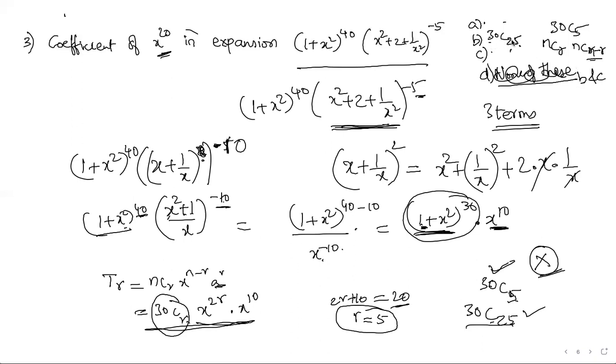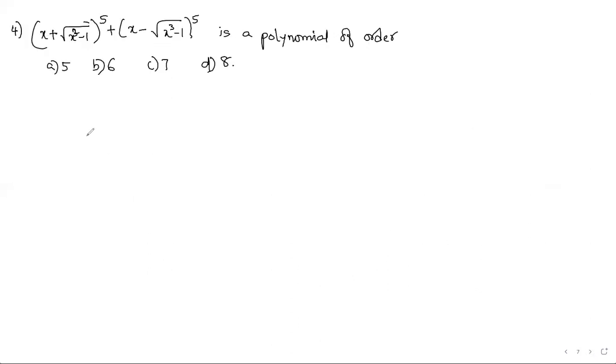So if 30C25 is given as option B and 30C5 is given as option C and D is given as both B and C, you should be able to pick both B and C. Okay, so keep that in mind. Now we'll move to the next question.